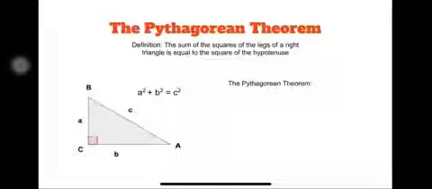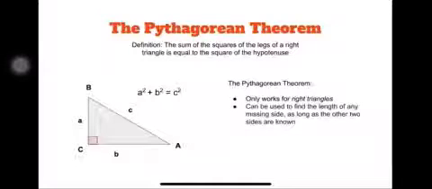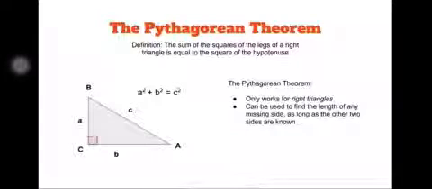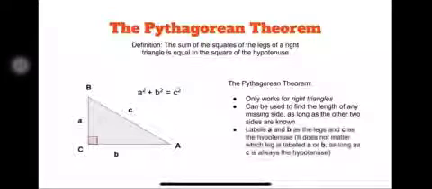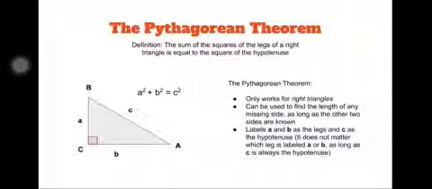The Pythagorean theorem only works for right triangles. It can be used to find the length of any missing side as long as the other two sides are known. The Pythagorean theorem labels A and B as the legs and C as the hypotenuse. It does not matter which leg is labeled A or B as long as C is always the hypotenuse.